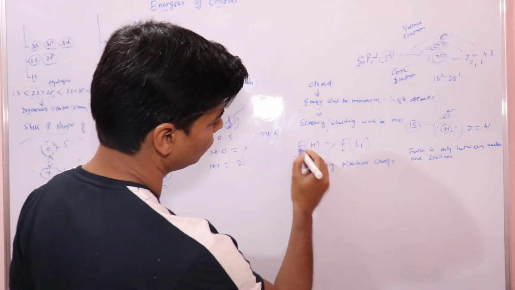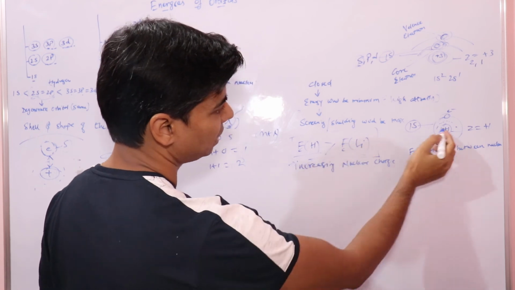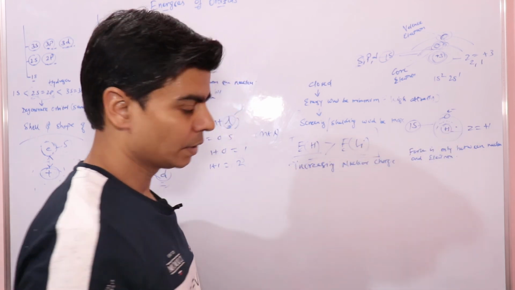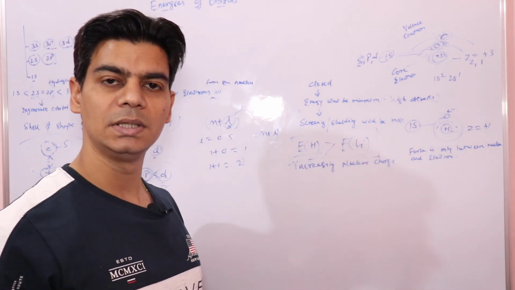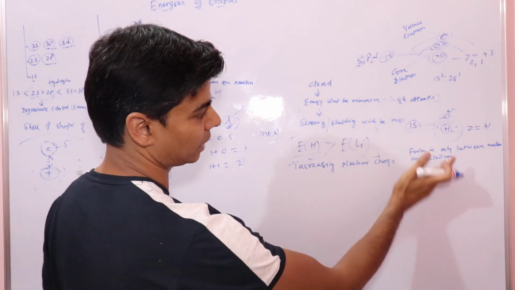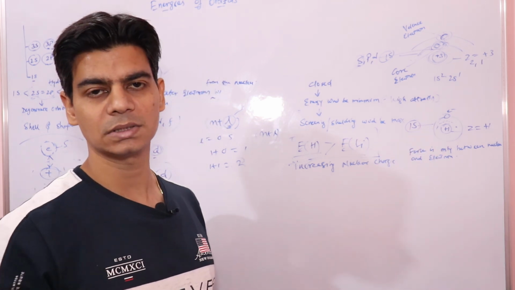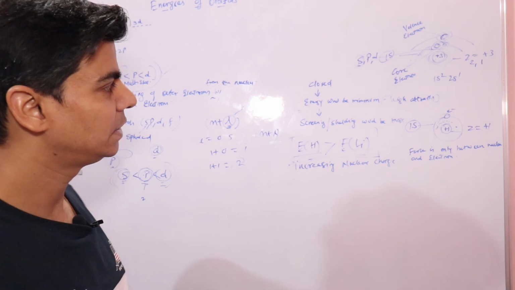And remember this also, that if we talk about the same subshell, the energy decreases with increasing nuclear charge because of high attraction. With increasing nuclear charge, the attraction increases. I hope all this is clear. Thanks.